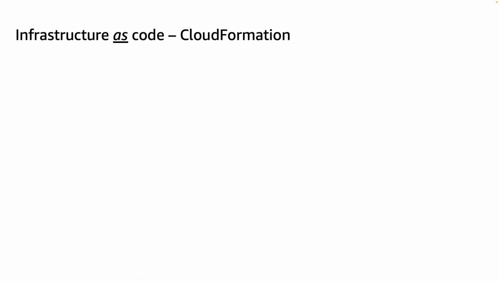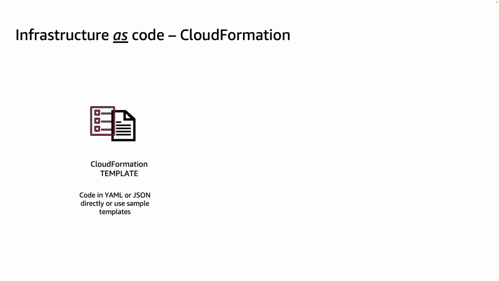In AWS CloudFormation, you write your template, a CloudFormation template. That code can be in YAML format or in JSON format. You can use any sample templates, or you can create your own templates. There are multiple alternatives. From this template, you deploy, either uploading directly to CloudFormation, or you can upload that to an S3 bucket, and from there you can deploy.